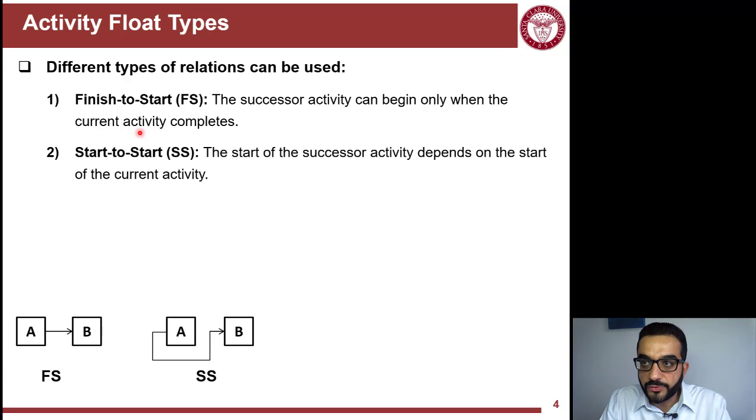The other possible combination or type of relationship is start to start. So to start activity B, I have to start activity A.